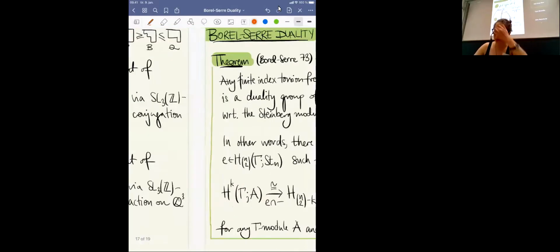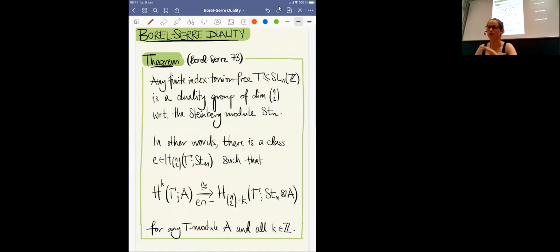Okay, so let's recap Borel-Serre duality, and then I have just a few short remarks on the more general picture. Any finite index torsion-free subgroup in SLNZ is a duality group of dimension n choose 2 with respect to the Steinberg module. By definition, this is simply saying that we have a class E such that the cap product by E gives us an isomorphism between these cohomology groups and these homology groups, where we have a degree shift and we have this twisting of the coefficients. So here, as I said, because we work in torsion free, we can work with any gamma module. This holds for any gamma module.